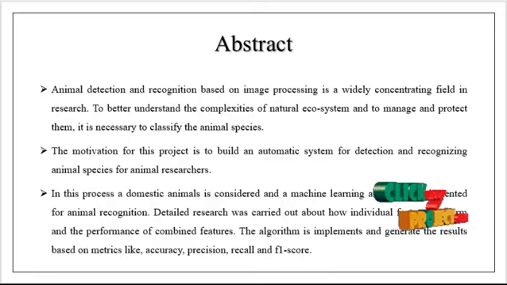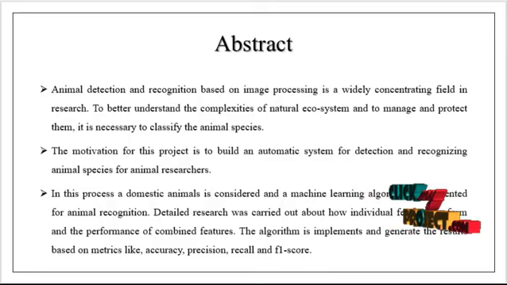The motivation of the project is to build an automatic system for detecting and recognizing the species of animals for animal researchers. Hence, this process is developed based on digital image processing in Python. In this process, the domestic animal is considered, and machine learning algorithms are implemented for the animal recognition system. The detailed research was carried out using the individual low-level features and then the combined features.